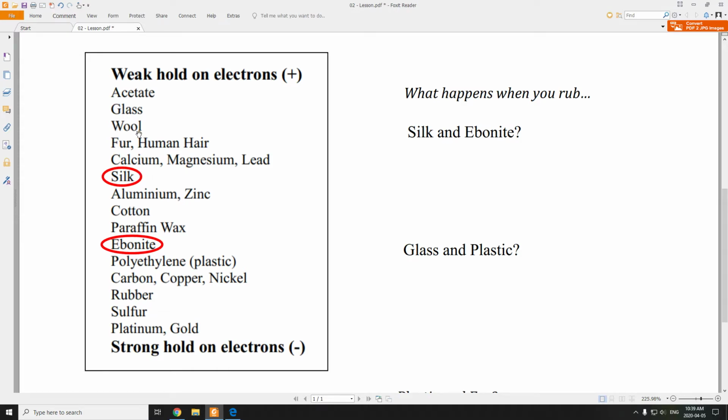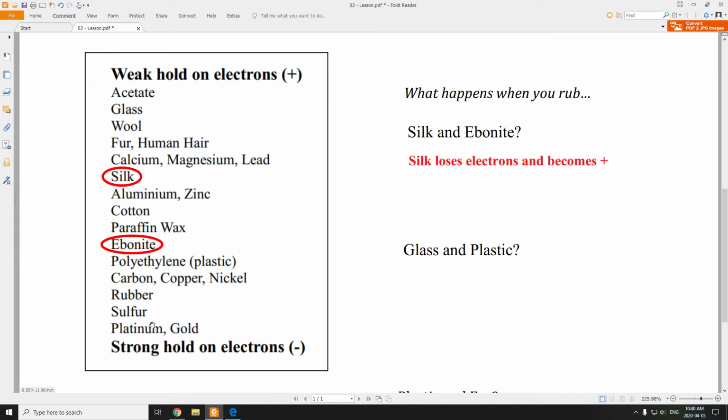Okay, silk is closer to the top than ebonite. So that means silk has a weak hold. It's going to lose its electrons. It's easy to steal the electrons from the silk. So silk loses the electrons because it's weak at holding them. And that means that if it lost negatives, it becomes a positively charged object. So I would get silk being positive.